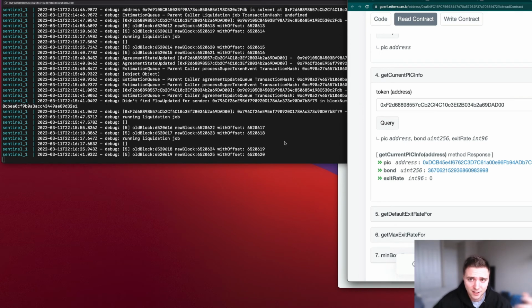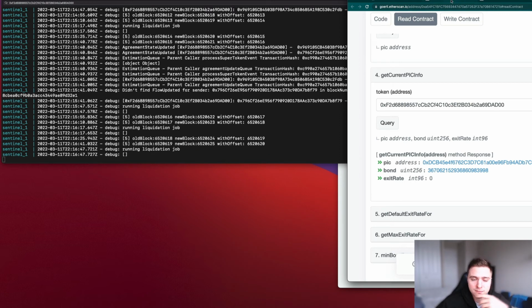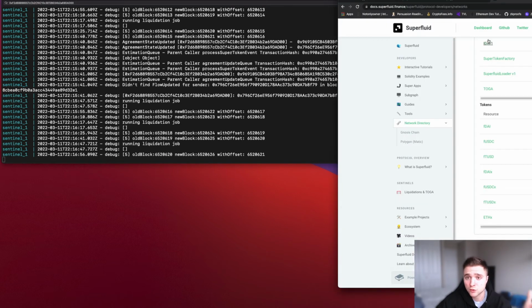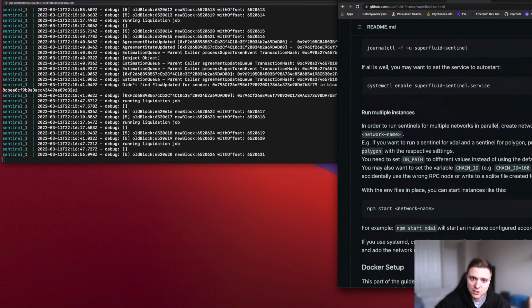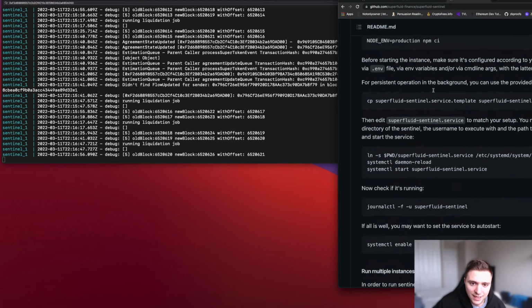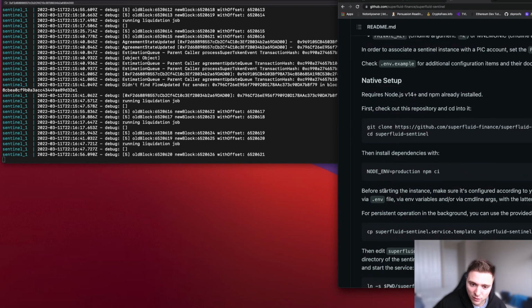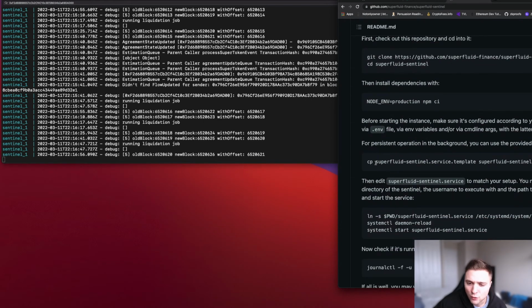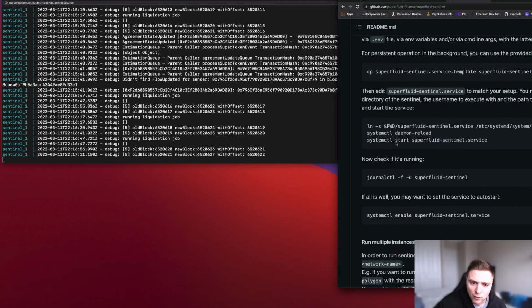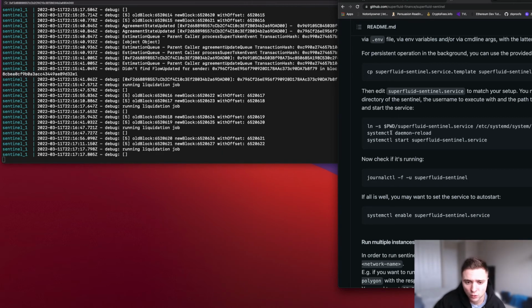It didn't take us very long to set this up. All I had to do was spin up a server here and configure my .env file, and I was good to go. It took very little time. You can do this yourself pretty easily. If you want to run it on your local machine as an experiment, we have instructions on how to do that inside the Superfluid Sentinel repo. All you have to do is clone the repo, install dependencies, create your own service template, create your own .env file, and run the Sentinel, either using npm start or using systemctl. Pretty easy to get set up, really easy for you to participate.